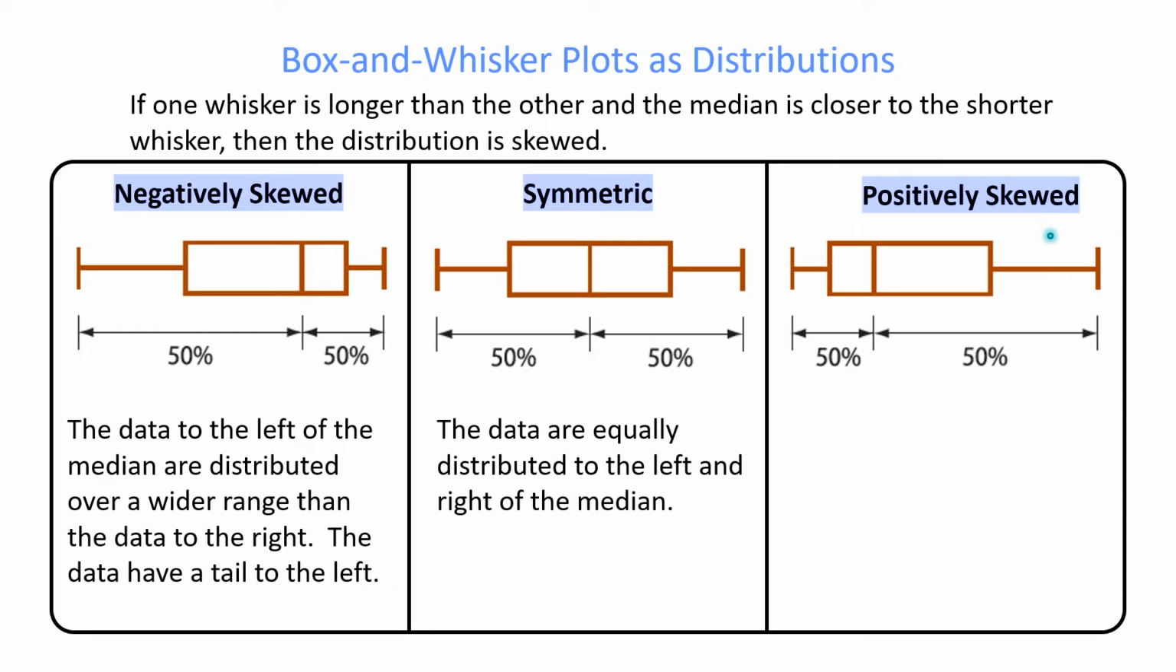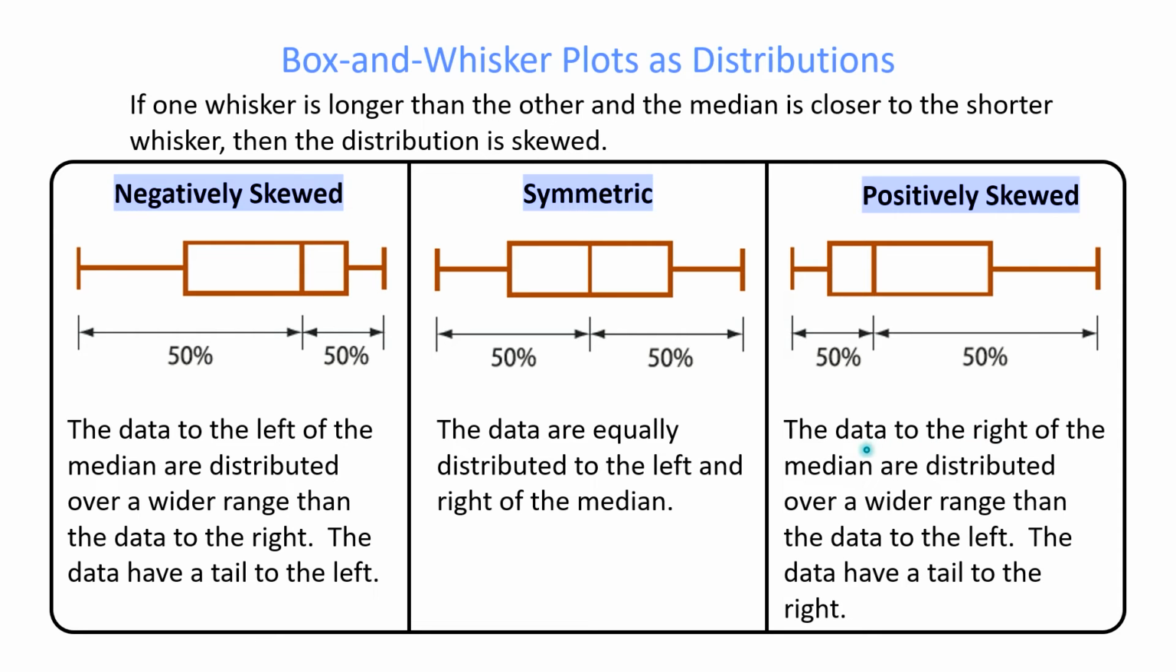Now for a positively skewed distribution, the data to the right of the median are distributed over a wider range than the data to the left. So we can see here this data is distributed over a wider range compared to this data to the left over here. And the data have a tail to the right.